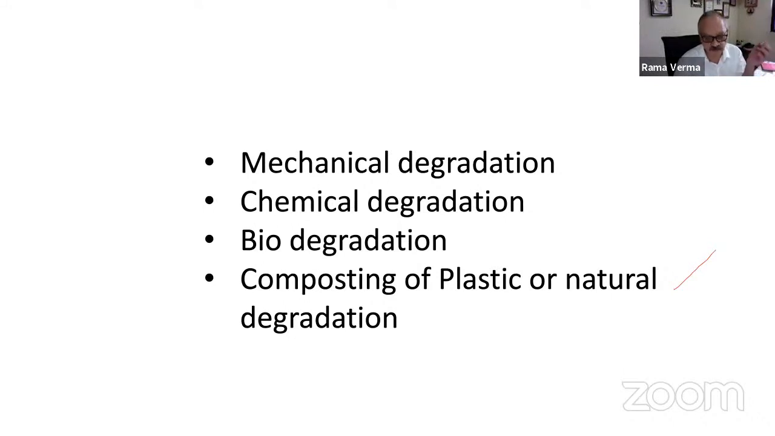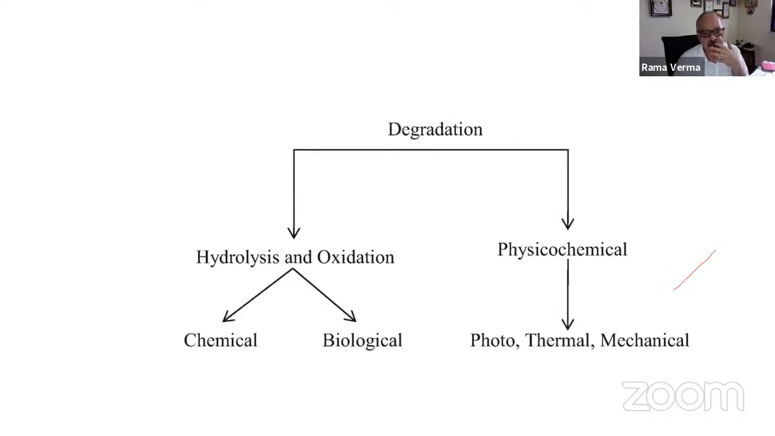Just like composting. So degradation is basically chemical degradation and physical degradation. You can use heat or light: the light rays break the bonds, and then smaller molecules are created and they can be degraded also. That is our process of degradation.